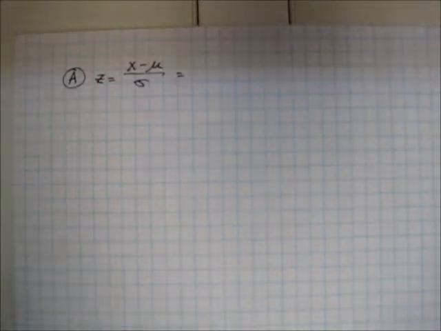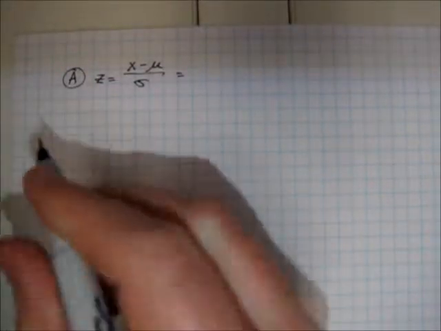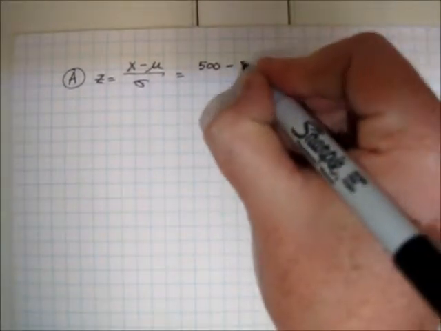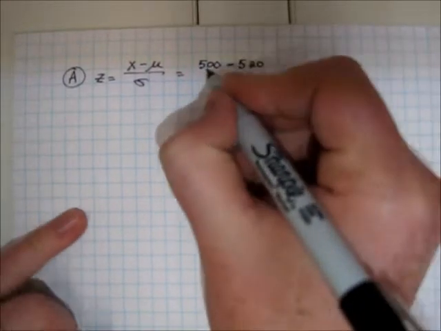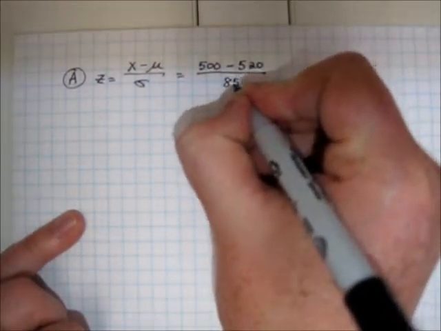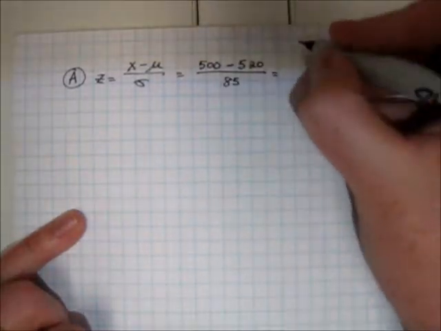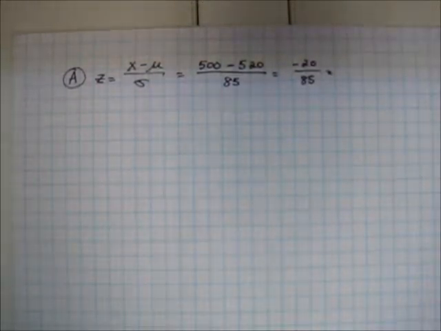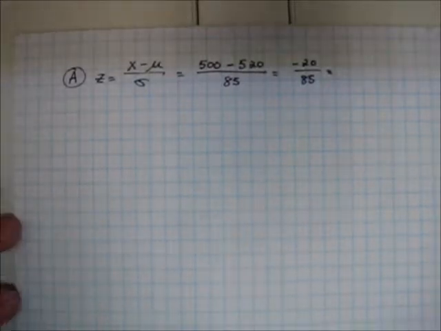We're told the particular value we're interested in for this first problem is the score of 500. So that is our x value. We were told the mean score was 520 and that the standard deviation of these scores was 85. So we have negative 20 over 85. Put that in your calculator and change to a decimal.